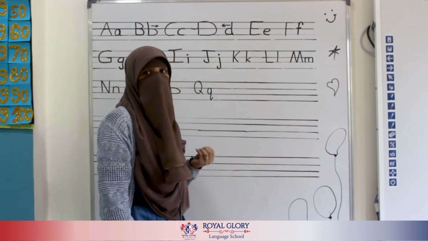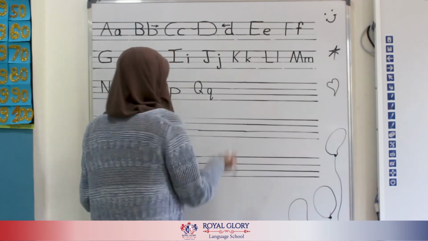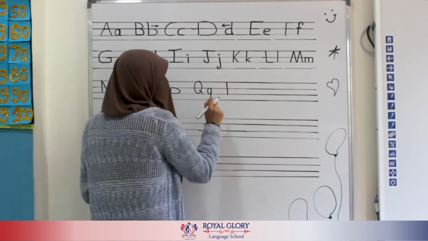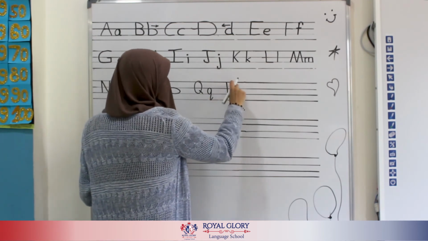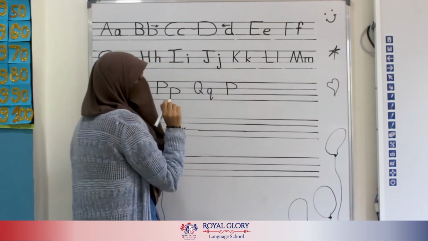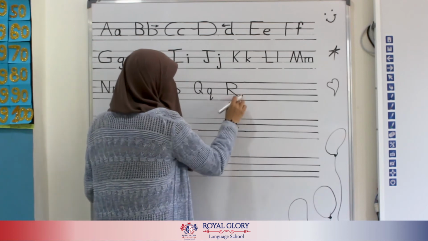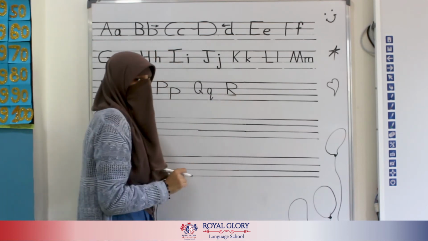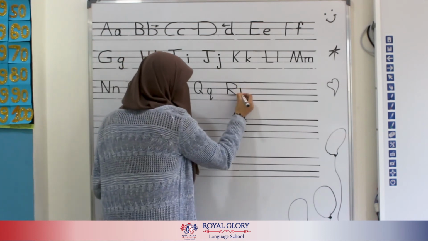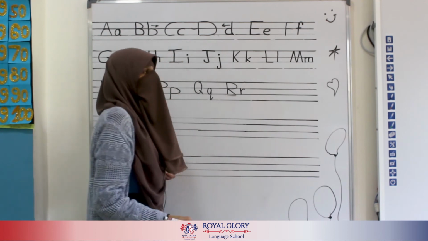Letter R. Its sound is R, like in rabbit. How to write it? Standing line down, a small half circle between line number 1 and line number 2. Then a slanting line down like this. Okay. R. The lowercase: standing line down and the small curve. R.